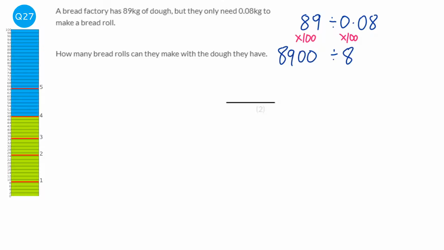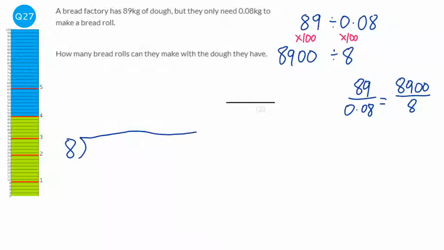The reason we can do that is 89 divided by is the same as 89 over 0.08. And as a fraction we can just times top and bottom by 100. So it would be this over 8. So now we can do the bus stop method. So 8 on the outside. And in fact I might use a straighter line here. There we are.